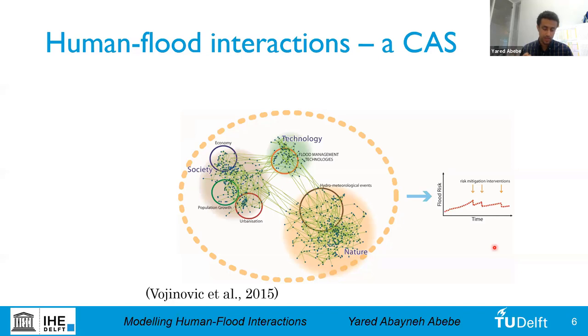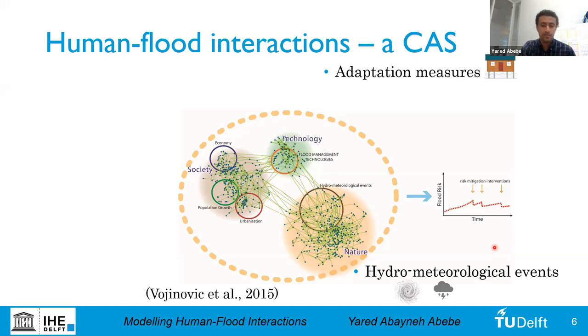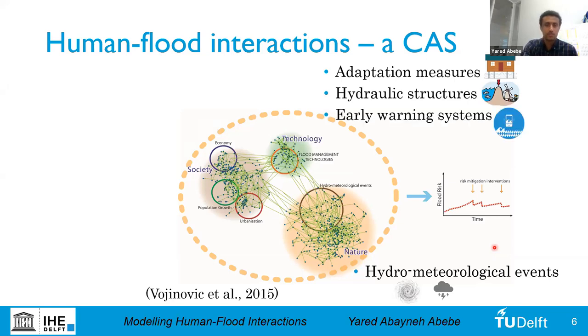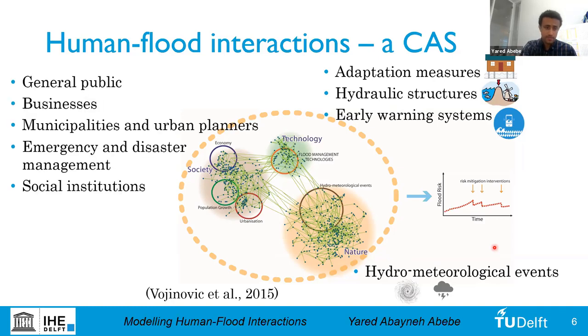The system has components, subsystems: the human subsystem and the flood subsystem. If we see this image, the natural part is the hydrometeorological events, in this case tropical cyclones or intense rainfalls that bring flooding. And if we talk about technology, then we have different kinds of adaptation measures, wet flood proofing, dry flood proofing, hydraulic structures like dike systems, and early warning systems, from monitoring up to dissemination of information. And then if we talk about the societal aspect, we have the general public, businesses, municipalities, emergency and disaster management, and social institutions. In this case, we focus a lot on social institutions also.